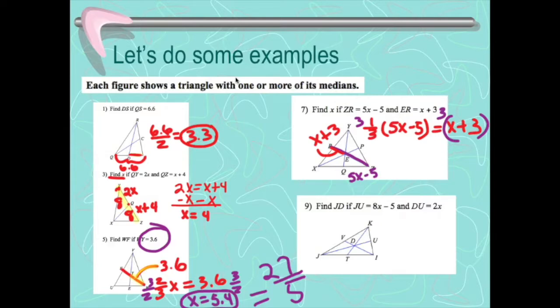The nice thing about multiplying by 3 on this side is that it goes away, and I'm left with just 5x minus 5. And on the other side, I do the distributive property. I have 3x plus 9. I'll let you guys solve that, and I'll do the same, and we'll work together.